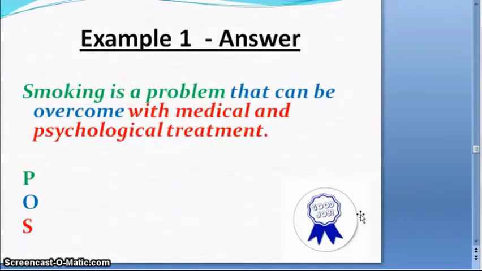All right, here's your answer. So smoking is a problem. So smoking is the problem itself, and obviously it could be even more precise. Smoking that's underage, smoking of a certain age, the addiction content of smoking, but smoking is a problem that can be overcome indicates that we're moving in a direction. It gives you a sense of a verb. And then the medical and psychological treatment indicates the solution or strategy that's applied to it.